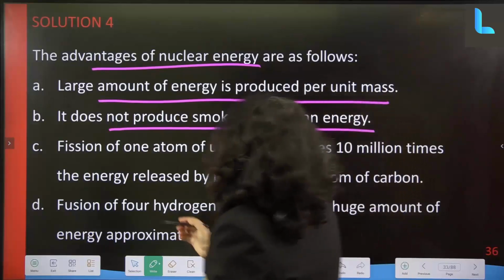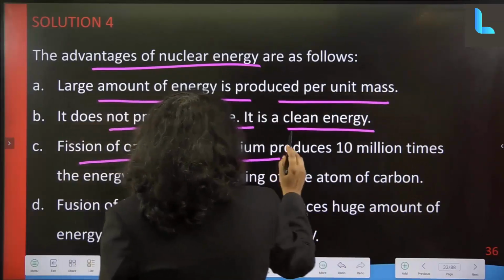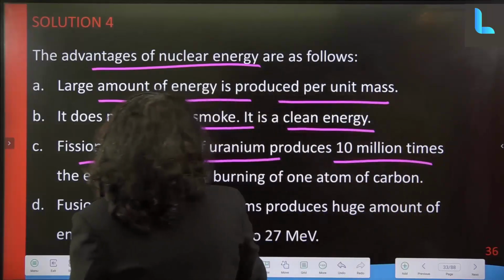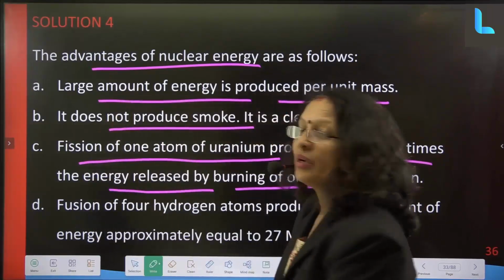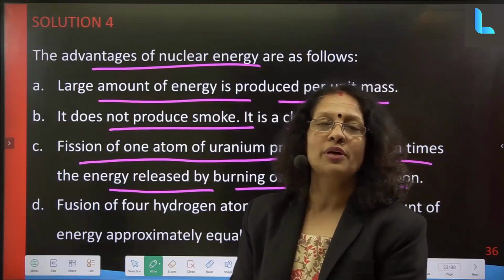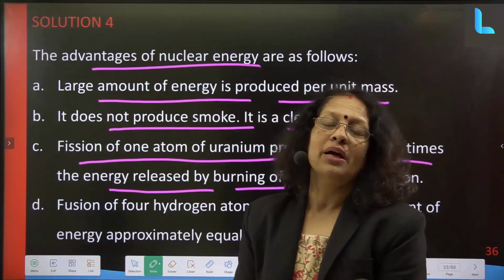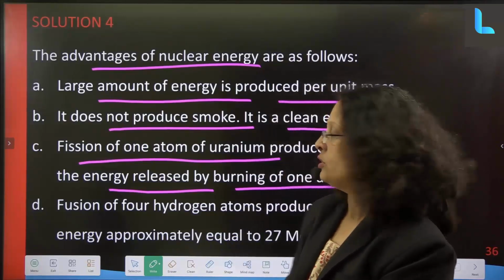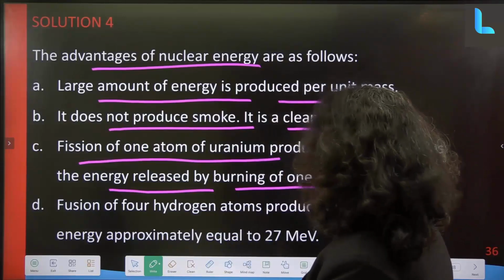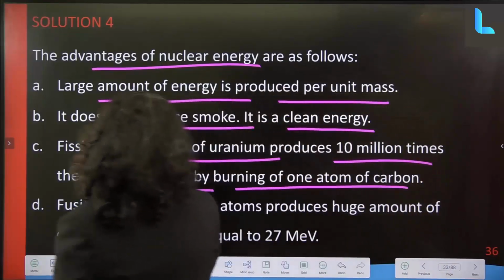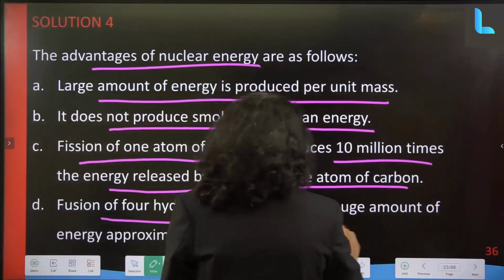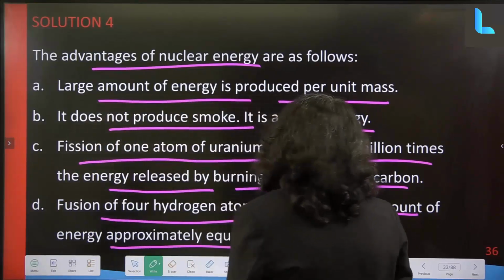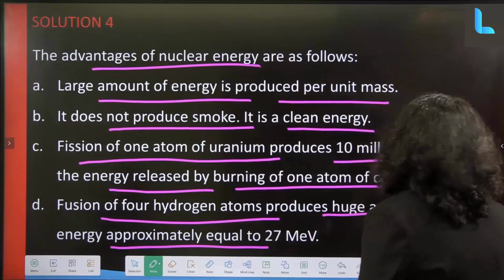Then fission of one atom of uranium produces 10 million times the energy released by burning one atom of carbon. So burning of one atom of carbon gives how much energy? Ten million times more is produced by one atom of uranium. Now fusion of 4 hydrogen atoms produces a huge amount of energy, approximately equal to 27 MeV.